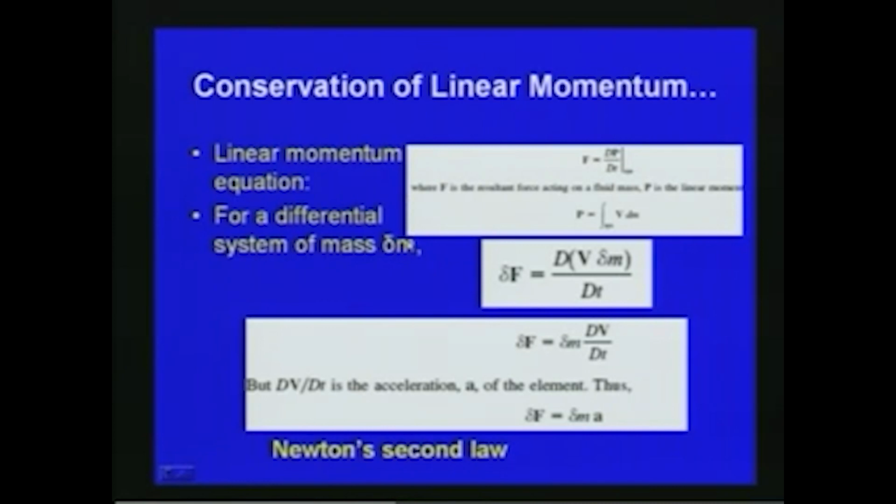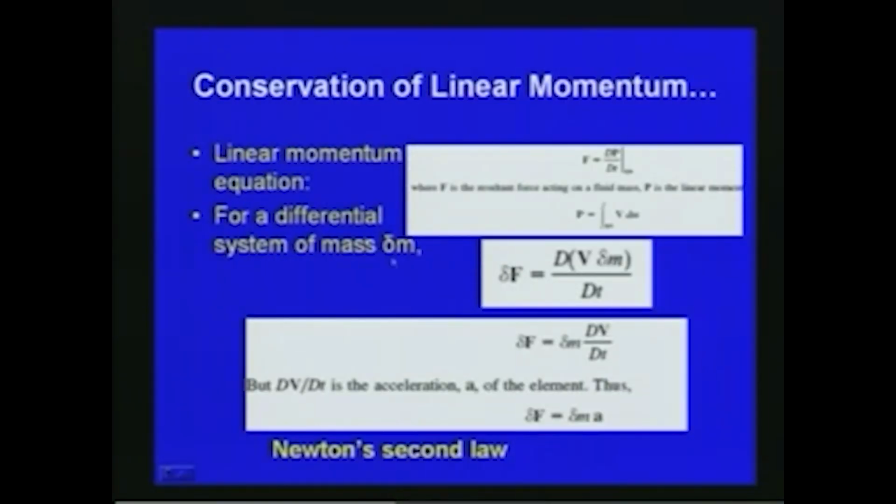For a differential system of mass, with a mass of delta m, we can write delta F is equal to the total derivative of V multiplied by delta m, that is the velocity multiplied by the small mass delta m. Here P is equal to the integral for the system of V dm. Now delta F, for a differential system of mass, which we will generally consider while deriving the equation, is equal to d by dt of V delta m. Since delta m is constant, it can be taken out: delta F is equal to delta m dV by dt. Here V is the velocity and dV by dt is the acceleration A of the element which we are considering.